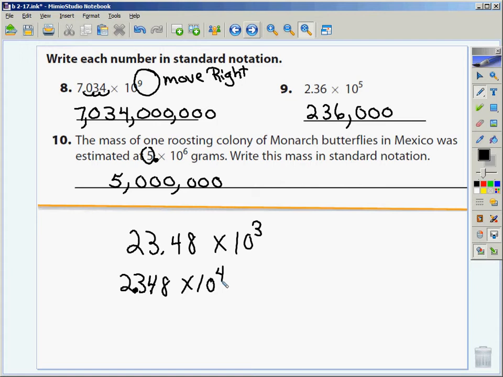I can't add and subtract 2 numbers if the decimals aren't lined up, can I? What's the first thing I got to do? I've got to line them up. That's what the power of 10 does for us. It lines up our decimals.